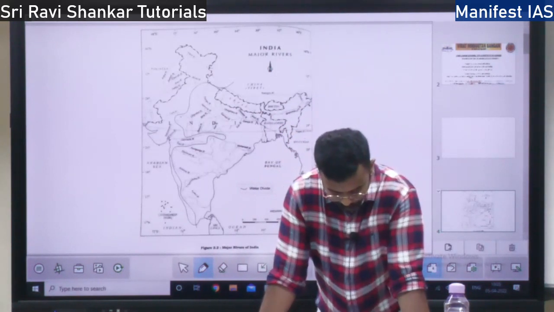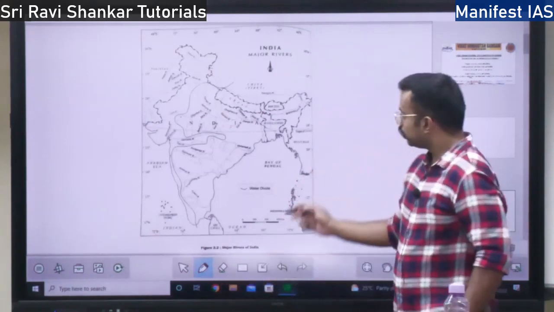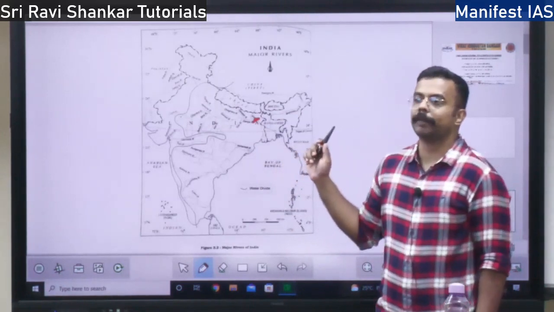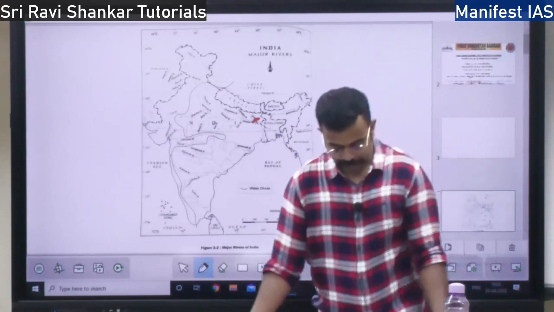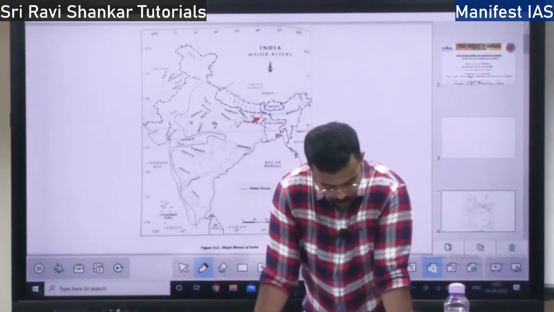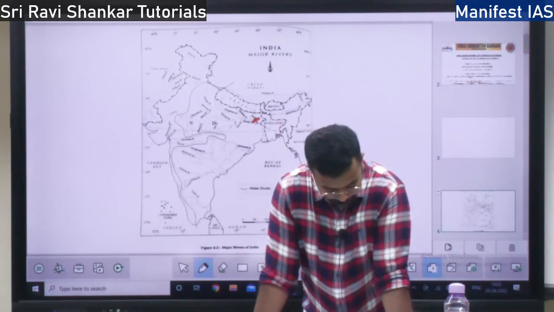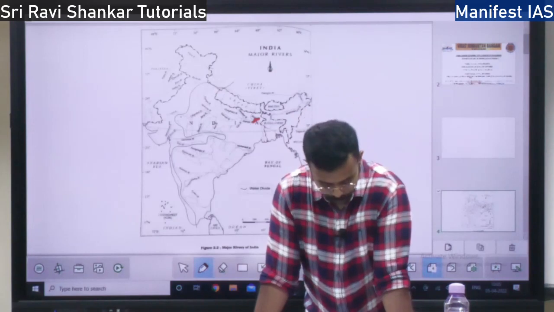So this Ganga later on, somewhere here, it flows into the Hooghly and the Padma River. This Padma River enters the Bangladesh region. So what is the total length of Ganga? It is 2525 kilometers. Approximately 2500 kilometers is the length of Ganga.